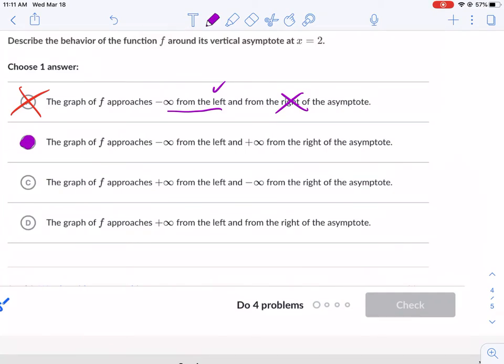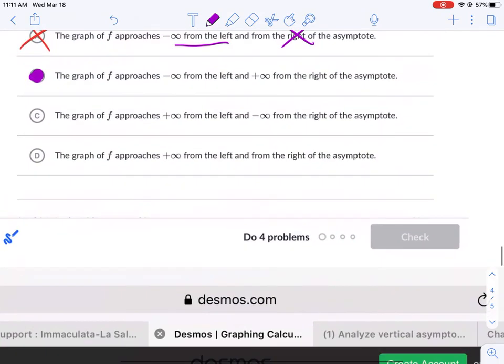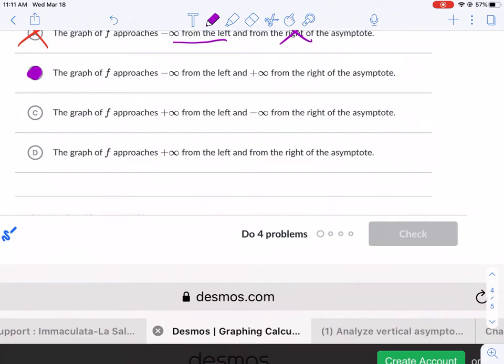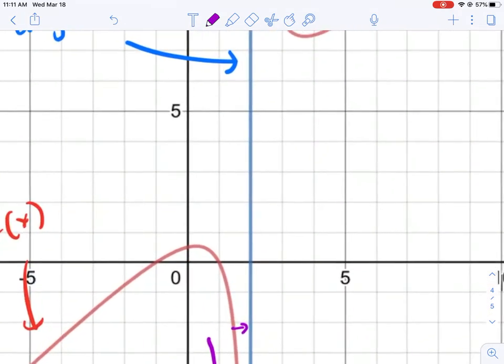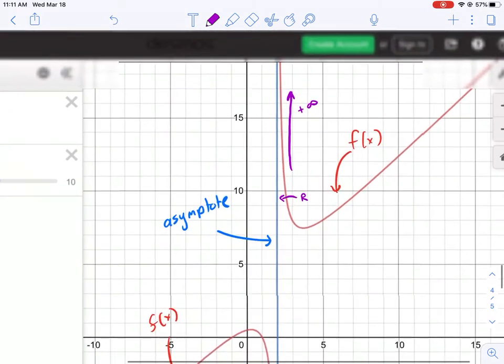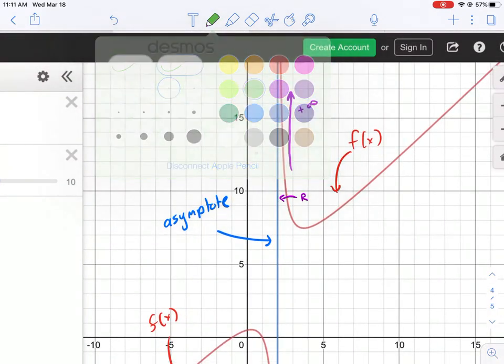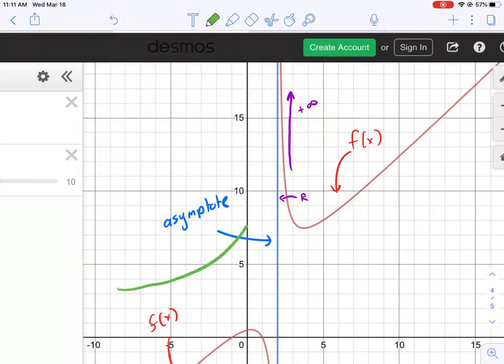Okay, and just so we know, in case this wasn't option B and was option D, let's go over the other options and see why those are bad choices. Okay, so the graph approaches positive infinity from the left and negative infinity from the right. So if it approached positive infinity from the left, it would look something like this. I'm going to use green so you can see the difference. If it approached positive infinity from the left, it would look something like that. So as you move from the left to the right and you get really close, it would go up, and that is not the case in this.